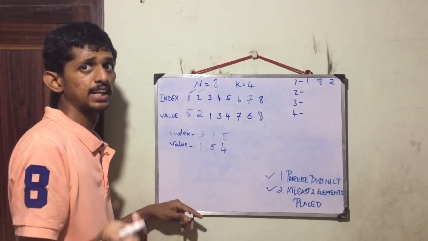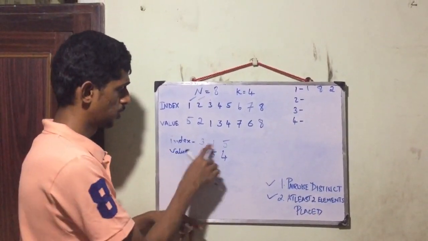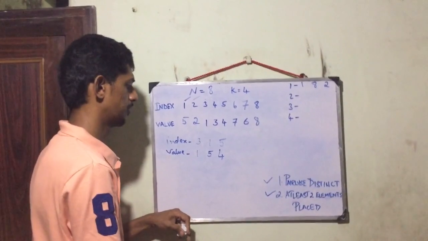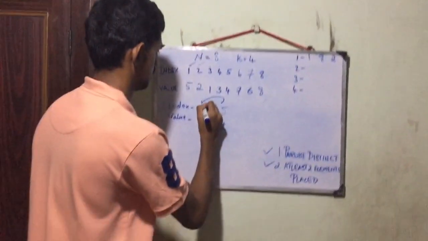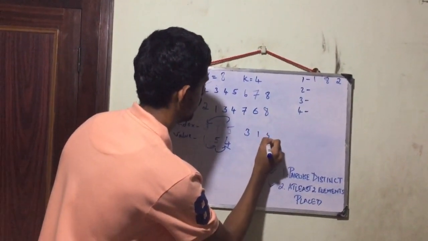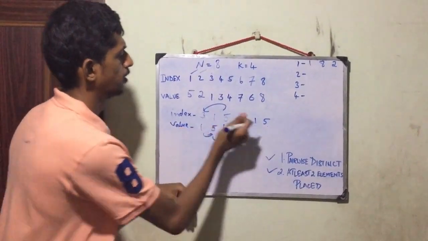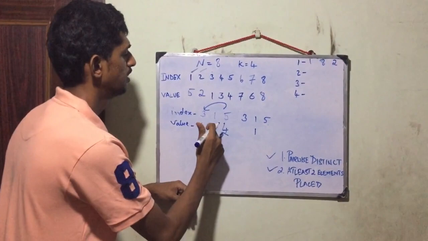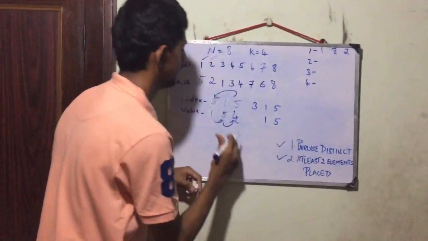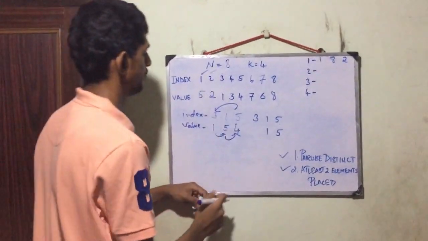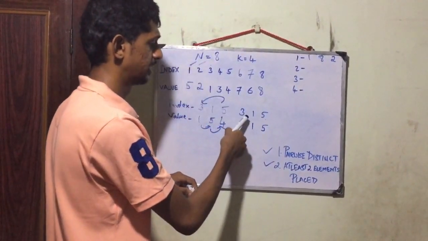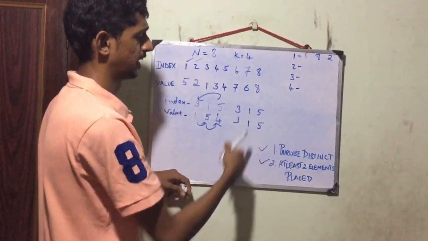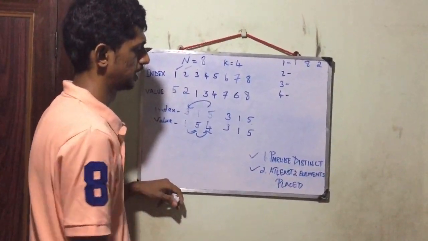Now I have to perform the right cyclic shift. Before that, 3, 1, 5. Yes, they are pairwise distinct. Now I am performing a right cyclic shift. Now 3, 1, 5. This 1 will go here in the first index, this 5 will come to the fifth index, and then this 4 will come to the third index. Also, 1 I have placed in the first index, 5 I have placed in the fifth index. Yes, at least 2 elements are placed.